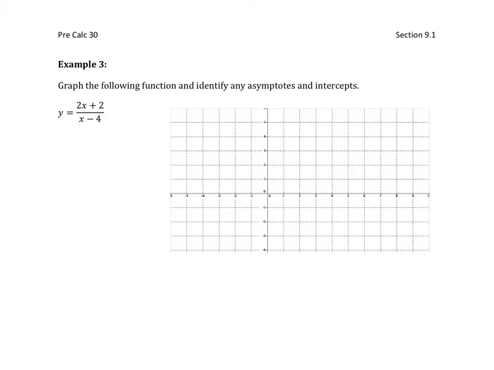We can look at one more example. It says graph the following function and identify any asymptotes and intercepts. So there's a few things we need to do for this question. First, I want you to find the x-intercept and the y-intercept.